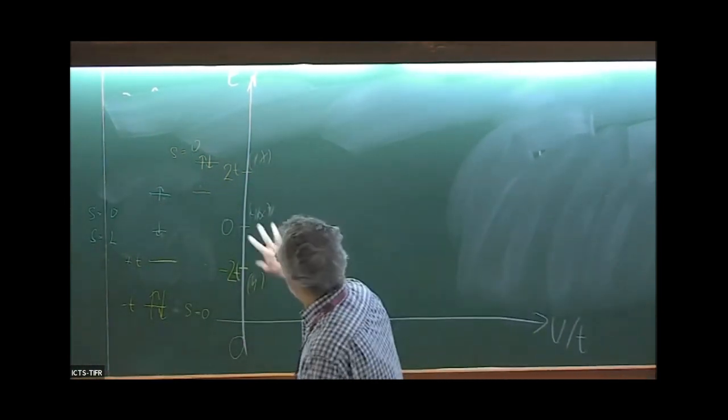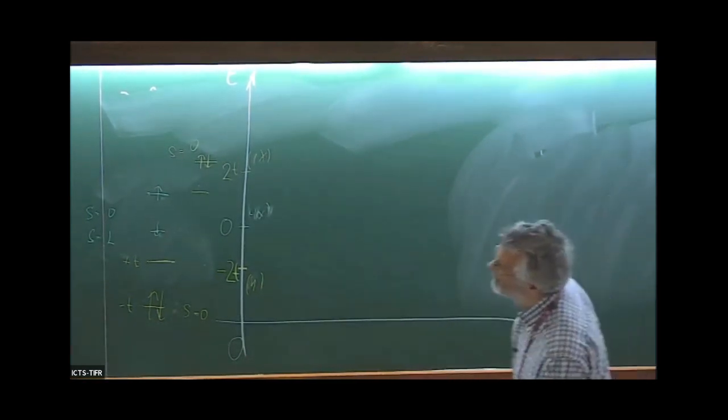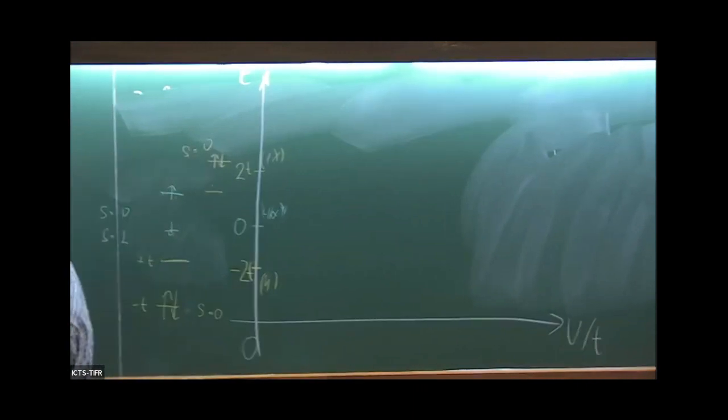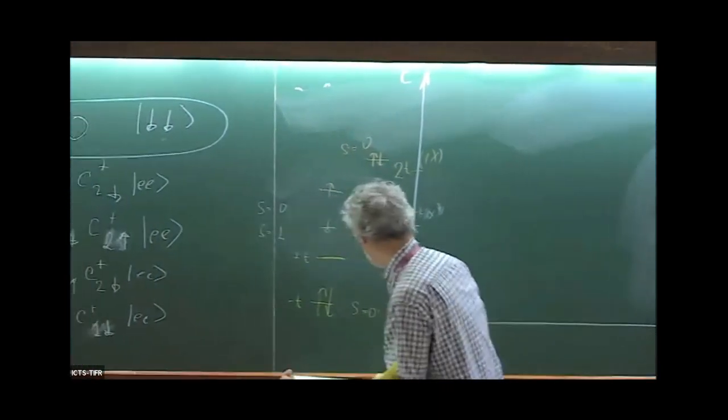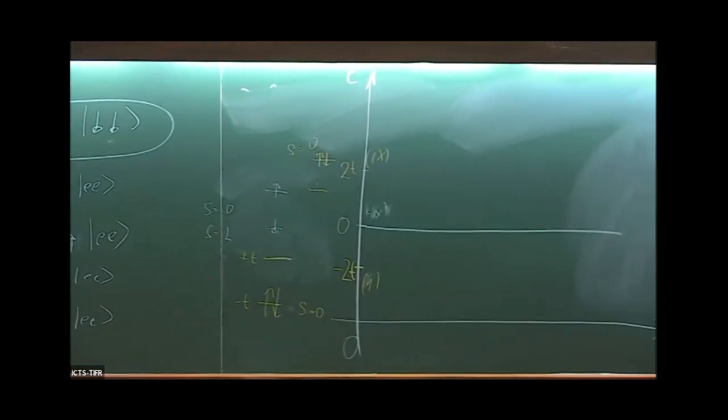Now let's draw what happened for finite U. The triplet continued to have 0 energy. These are these states here.